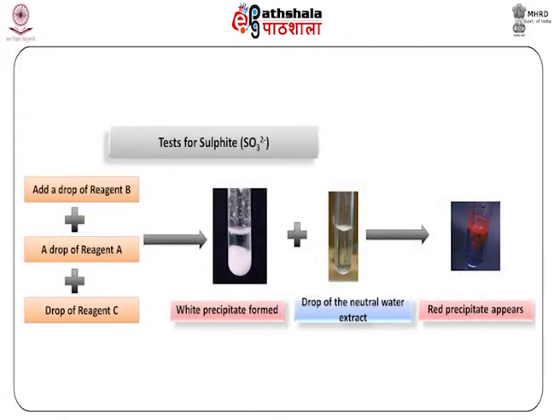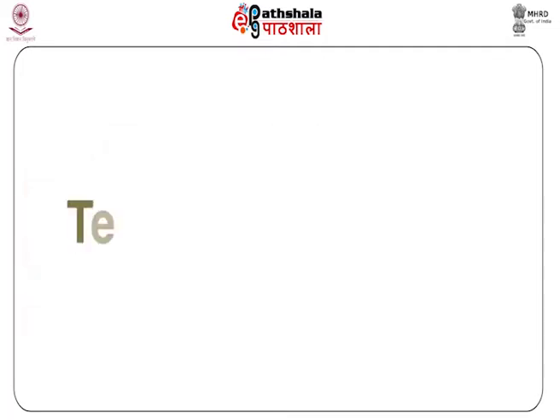The test is carried out by adding a drop of reagent B to a drop of reagent A, followed by a drop of reagent C. White zinc ferrocyanide precipitate is formed, and a drop of neutral water extract is added to it. A red precipitate appears, which confirms the presence of sulfite in it.